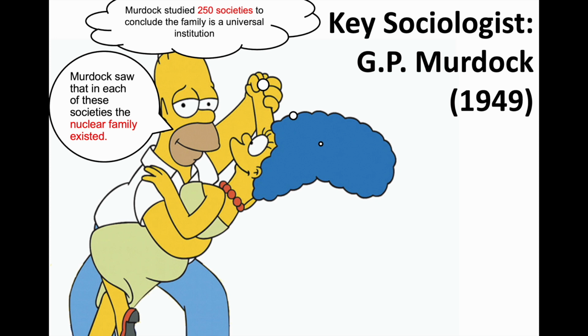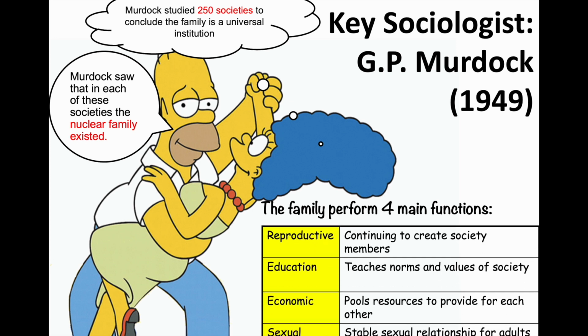studied 250 societies, and he found that the nuclear family was a universal institution because it is the best and most logical method for performing the 4 functions that the family performs, which he says are these. So, reproductive, creating new members of our society. Educational function, teaching norms and values. Economic function, in this case pooling resources to provide for each other. And the sexual function, provide a stable sexual relationship for adults.